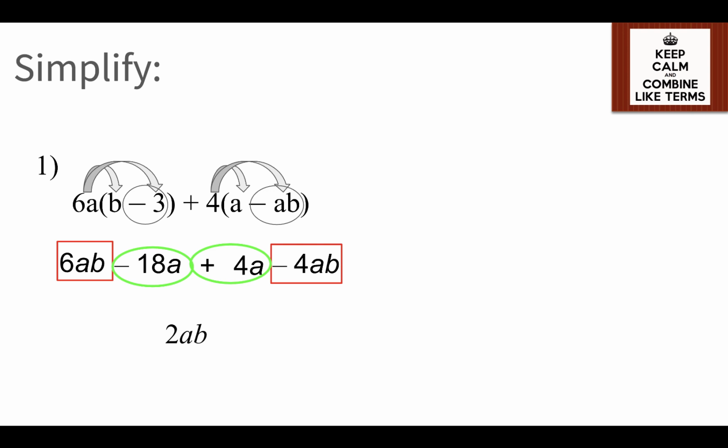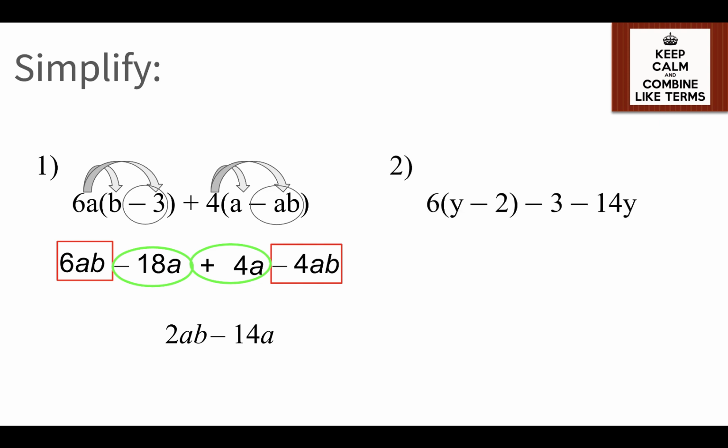Minus 18a, and I'm adding 4 a's. Well, now how many a's do I have? They're going to be negative, right? So minus 14a. It's like negative 18 plus 4. There's my simplified expression. Pause the video and make sure you have all of that work down in your notes.